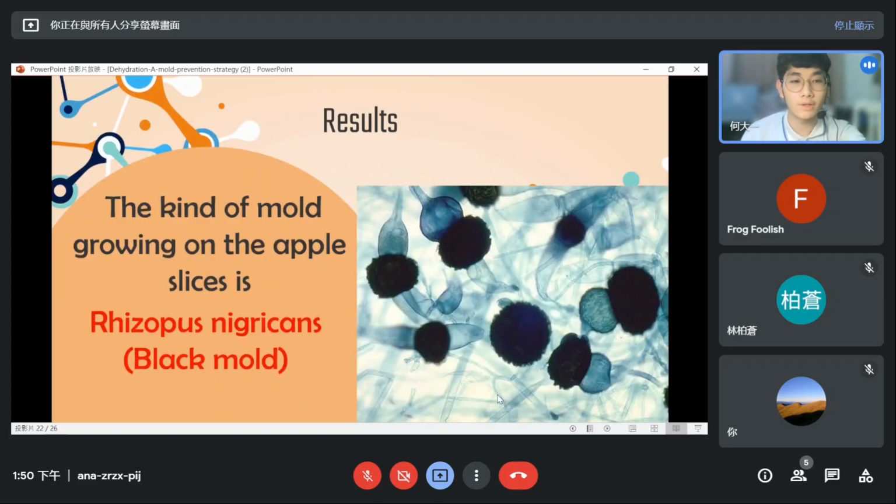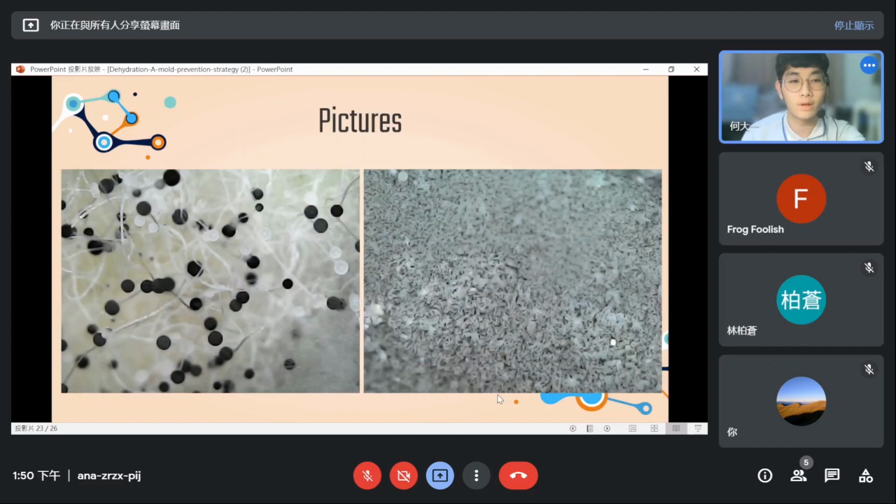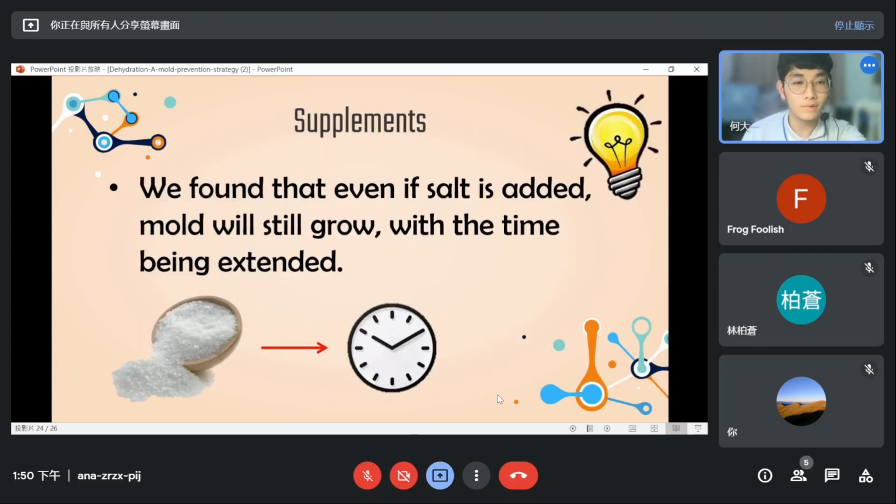And we also discovered that the kind of mold growing on apple slices was mostly the black mold. There are pictures of black mold, the kind of mold we discovered. Additionally, we found that we can only slow down the growth of mold instead of not letting the mold grow. Namely, the growth of mold is inevitable. Even if salt is added, mold will still grow, with the time being extended.